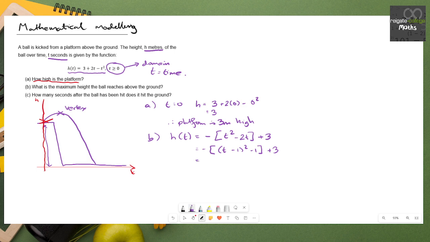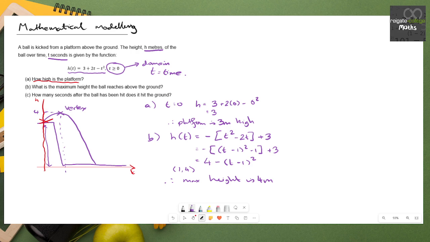And then put the minus back in, we get 4 minus (t minus 1) squared. Now the vertex, we can see the t value is 1 and the h value is 4. So what this means is, this is 1, this is 4, so therefore the maximum height is 4 meters.